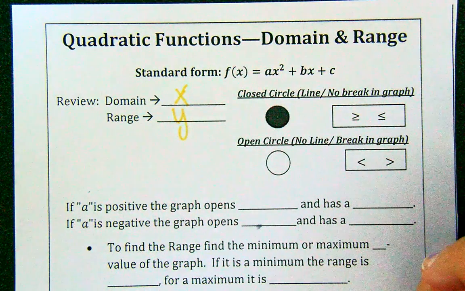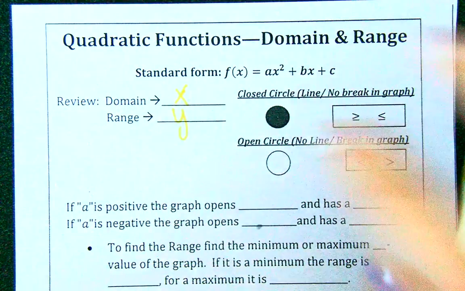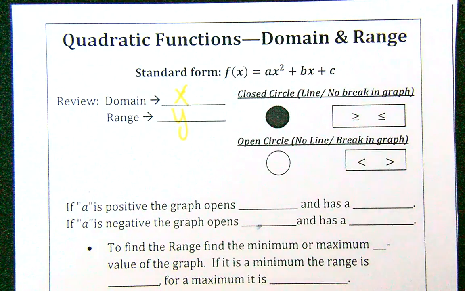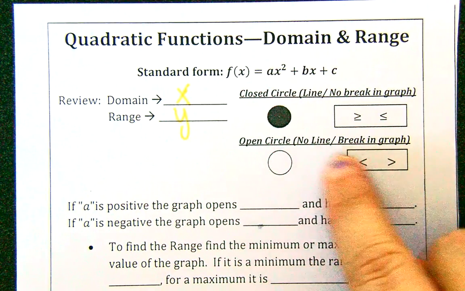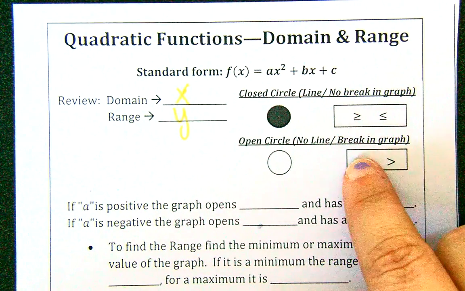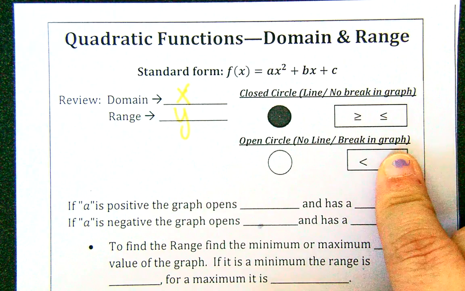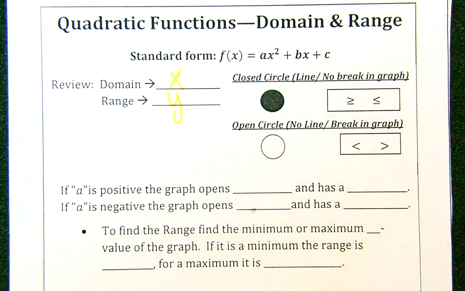Thank you. Okay, well, we're going to continue. Sorry about the announcement. And open circle means there's no line underneath my inequality, and there is a break in the graph. So the graph stops at some point. Okay?